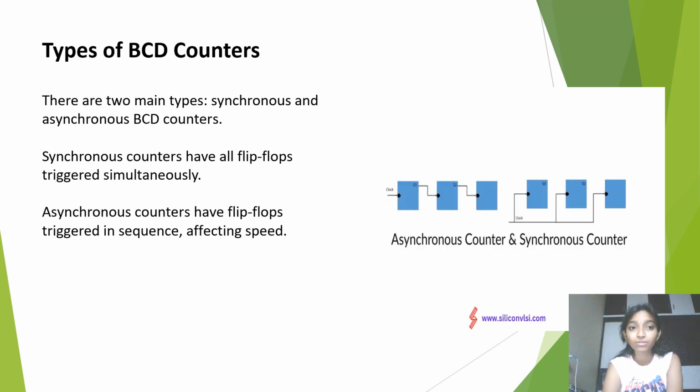Types of BCD counters. There are two main types, synchronous and asynchronous BCD counters. Synchronous counters have all flip-flops triggered simultaneously. Asynchronous counters have flip-flops triggered in sequence, affecting speed.